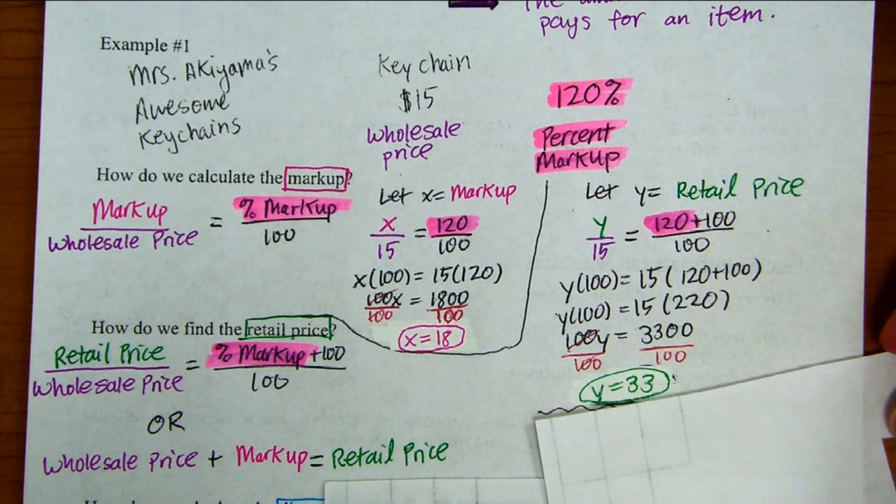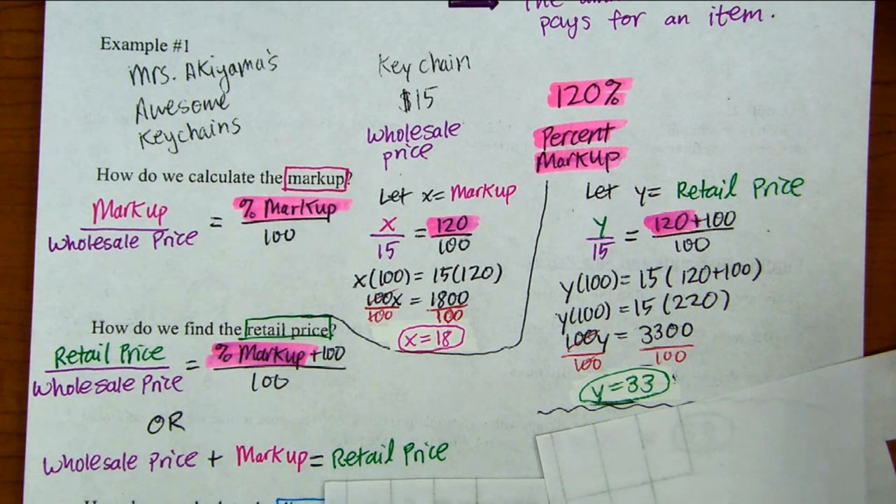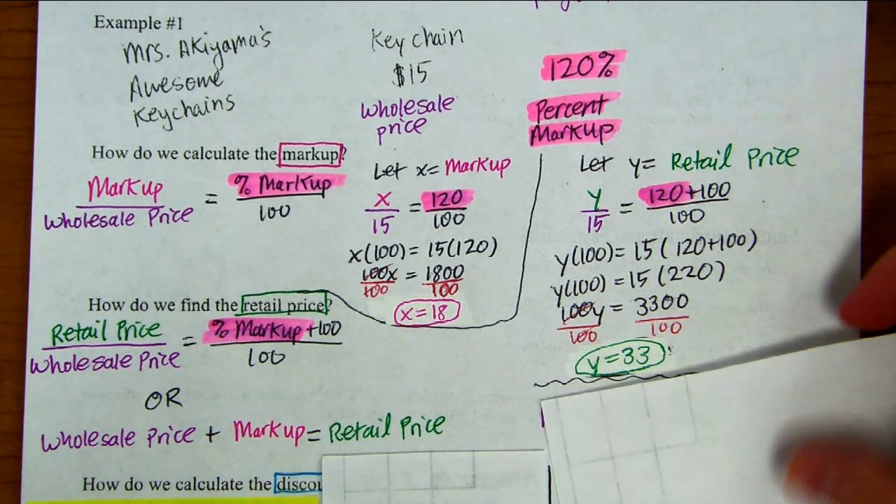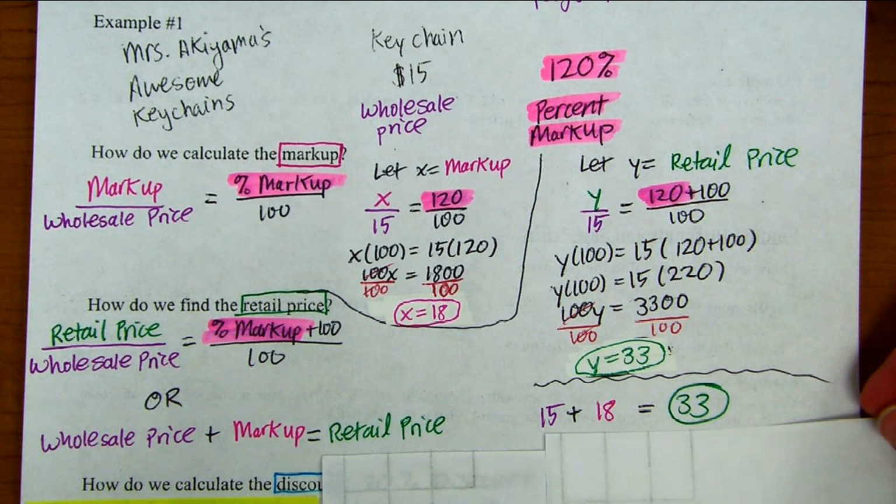And we can double check that this is correct because we already know the wholesale price, and earlier we calculated the markup. So if we add those two amounts together, sure enough, 15 for the wholesale price plus the $18 that it is marked up gives us the total of $33 for the retail price.